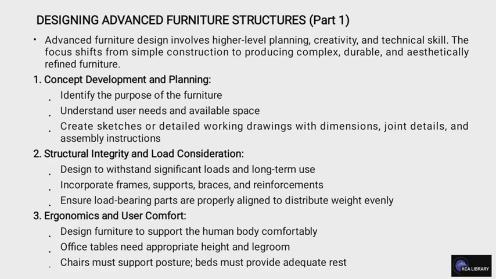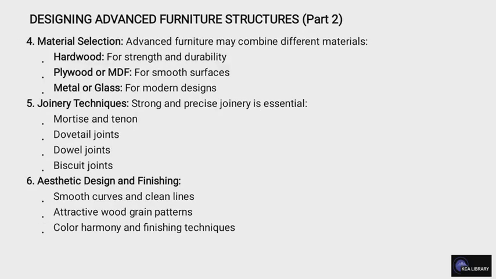We have ergonomics and user comfort. At this point, you design furniture to support the human body comfortably. An office table needs appropriate height and leg room. Chairs must support posture. A bed must provide adequate rest.